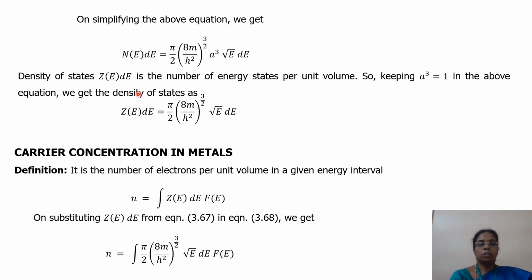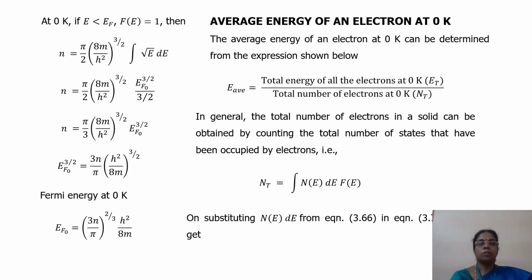By using this and the Fermi-Dirac function, we are able to find out the carrier concentration in the metal. It is given by the formula: number of electrons per unit volume in an energy interval, n, is equal to the integral of Z(E) into f(E). Substituting the value of Z(E) and the value of f(E), at energy E less than EF we put f(E) equal to 1. When you simplify and integrate, you get the value for EF. EF is equal to (3n by pi) to the power of 2 by 3 into h squared by 8m.